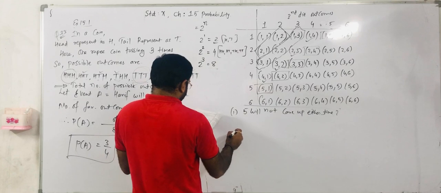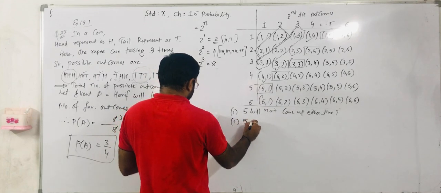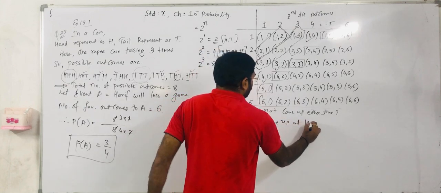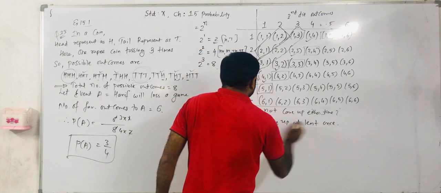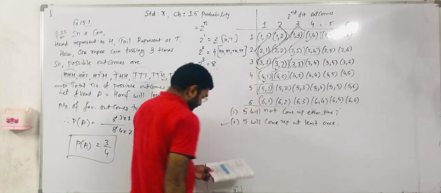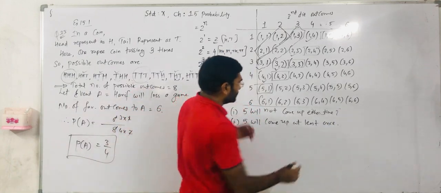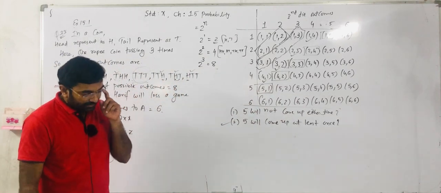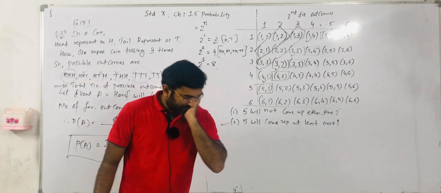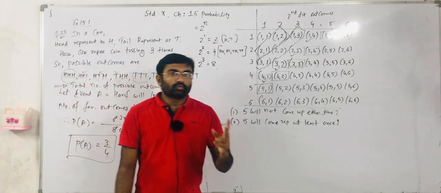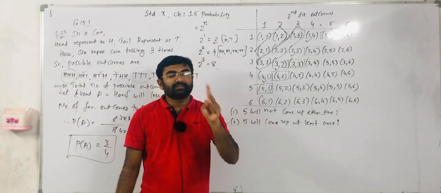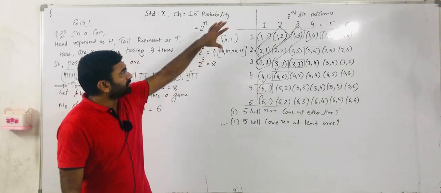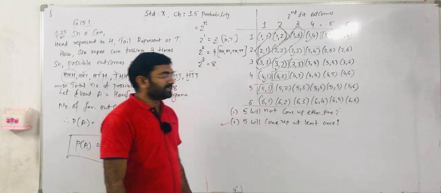And the second question is given: 5 will come up at least once. This is important, right? Now see, here they say a die is thrown twice. So remember that: 2 dice we throw 1 time, and 1 die we throw 2 times. Right? So the probability of all possible outcomes is the same.